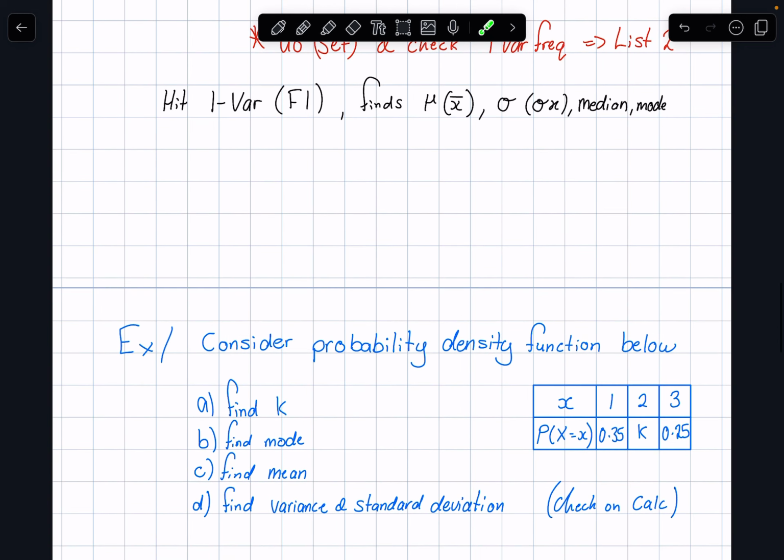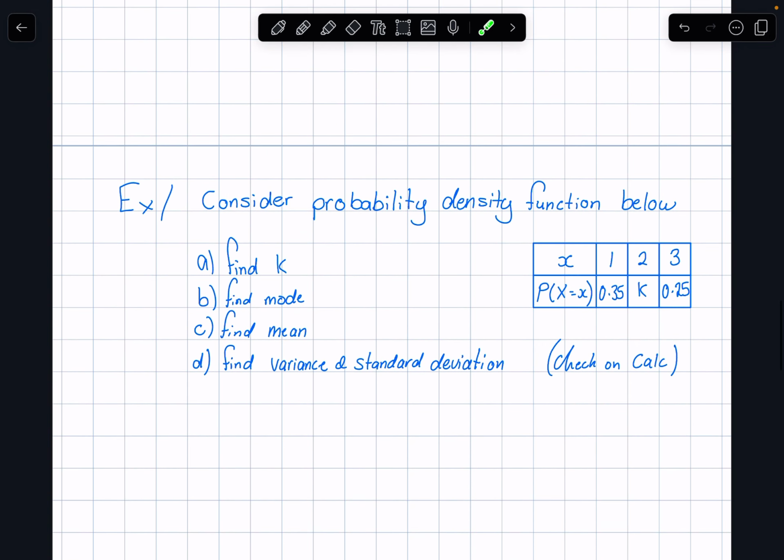So let's have a look at a question. So I've got a probability density function. We're going to find k such that it's valid, find the mode, find the mean, find the variance and standard deviation, and we can do a quick check on our calculator. So let's find k first. Now we know for a valid probability distribution, probabilities need to add up to 1. So 0.35 plus k plus 0.25 equals 1. Now we know that 0.35 plus 0.25 is 0.6. So k must equal 0.4.